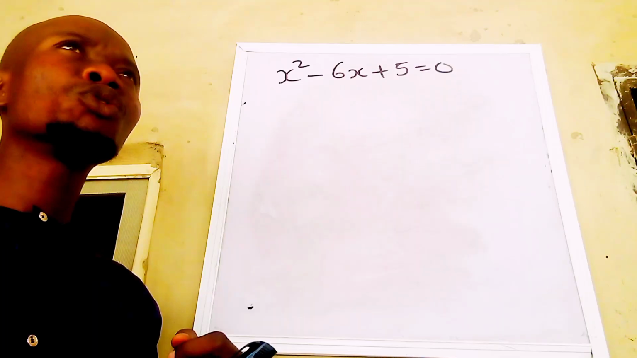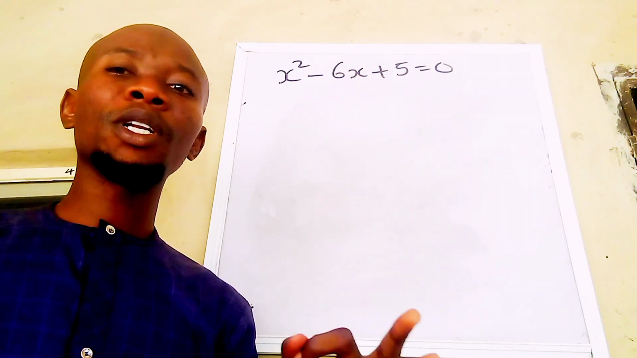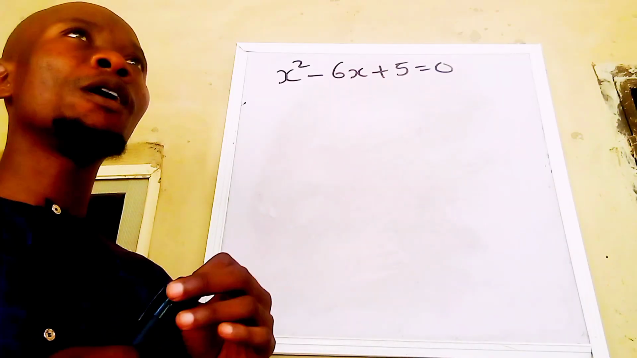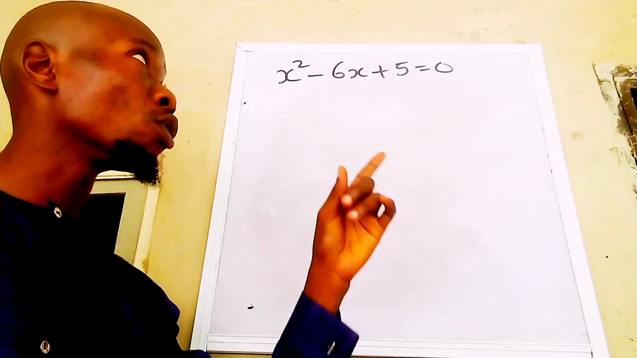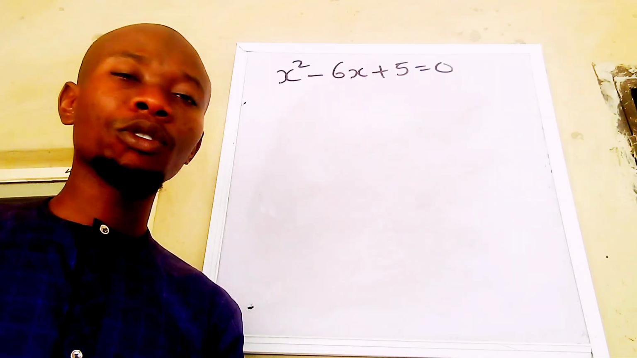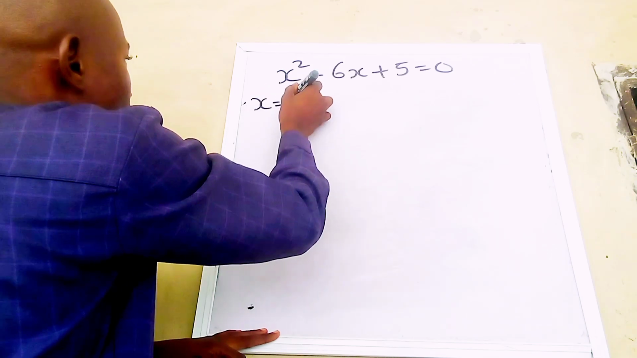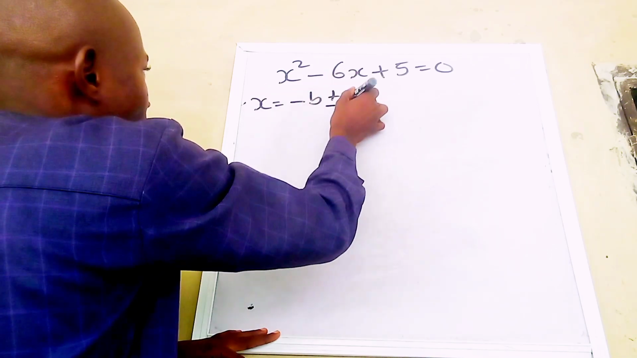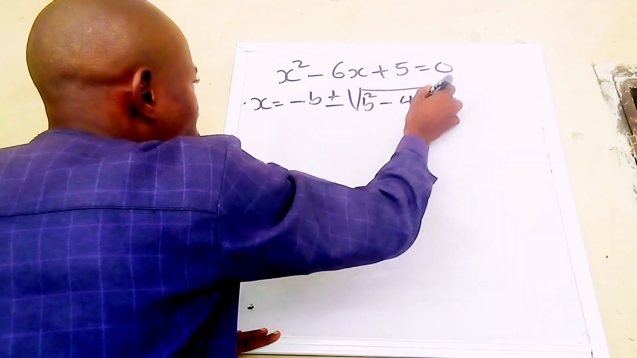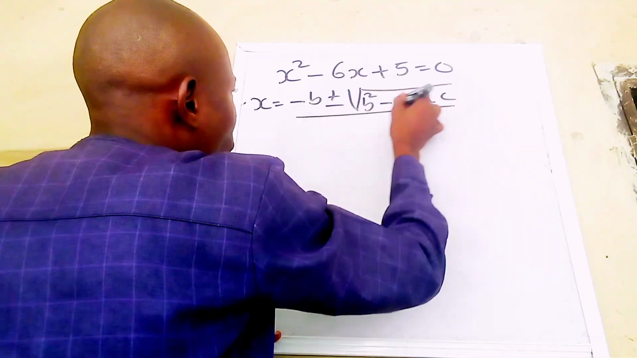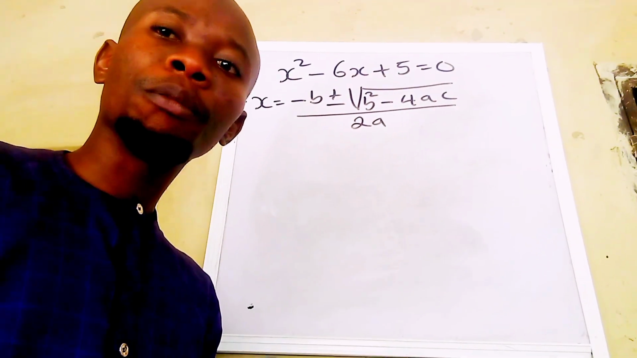Then we can also use a formula method, which we know as the almighty formula. So for the sake of this tutorial today, we are going to use the almighty formula to solve this quadratic equation. So what is that almighty formula? x is equal to minus b plus or minus the square root of b squared minus 4ac all over 2a. So here is the almighty formula.